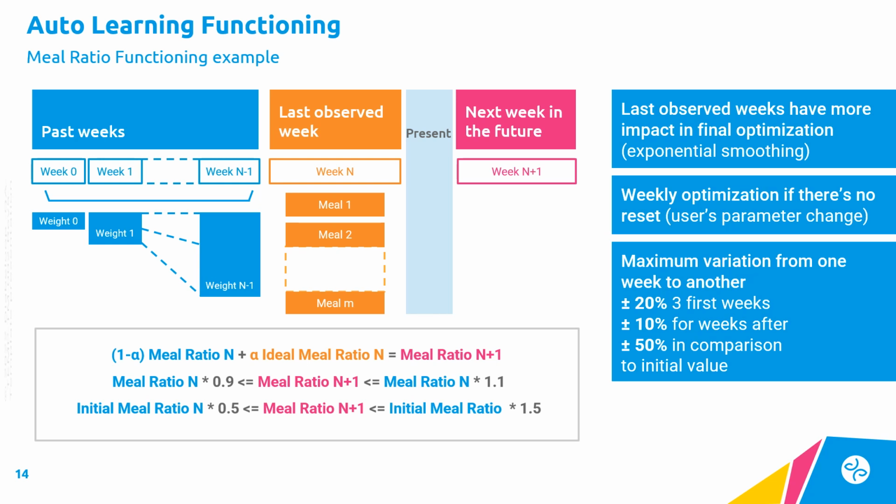Finally, there are several securities. The maximum variation is plus or minus 20% from one iteration to another for the first 3 weeks, and plus or minus 10% for the weeks after, when treatment is more stabilized. The third important one is the maximum variation in comparison to the initial meal ratio, plus or minus 50%.